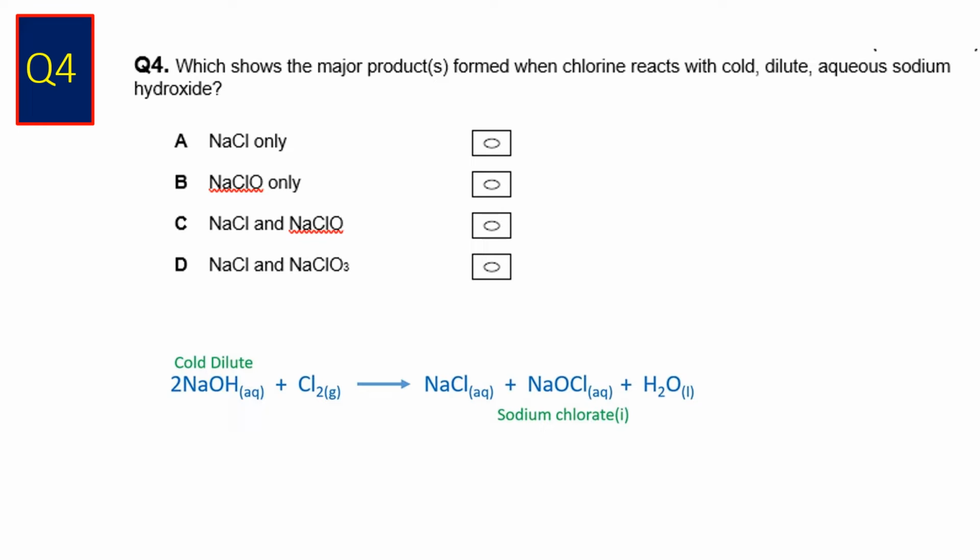Question 4, which shows the major products formed when chlorine reacts with cold dilute aqueous sodium hydroxide. So we mentioned this in class, it also came up in your homework, and the answer for that was C, sodium chloride and sodium chlorate.